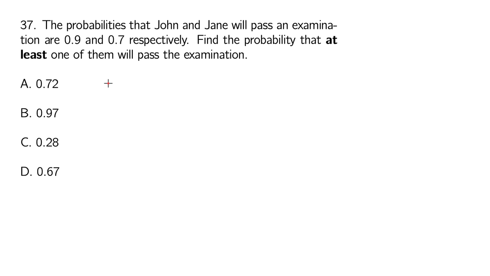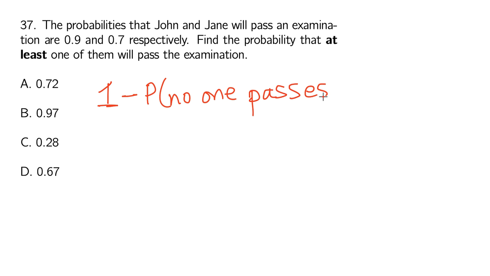In that case, if we want the probability that at least one of them will pass, it's equal to the complement of the probability that no one passes. No one passes. Or the probability is 1 minus the probability that both fail. So maybe I think that one is better. 1 minus the probability that both fail.